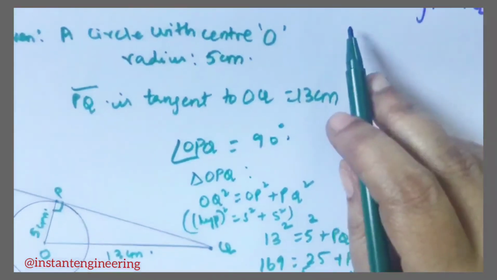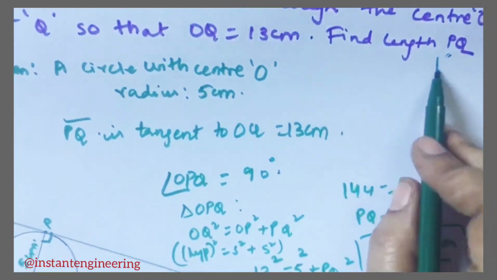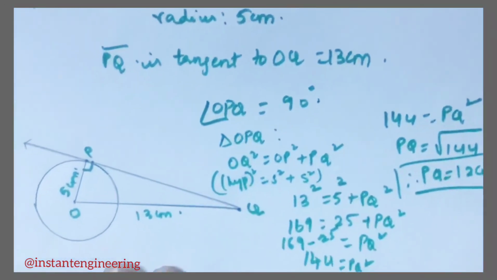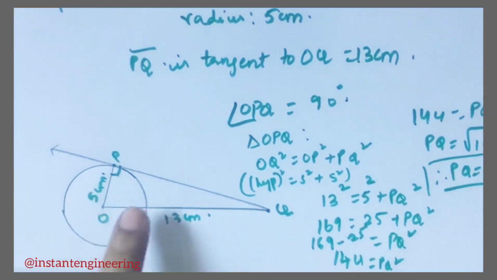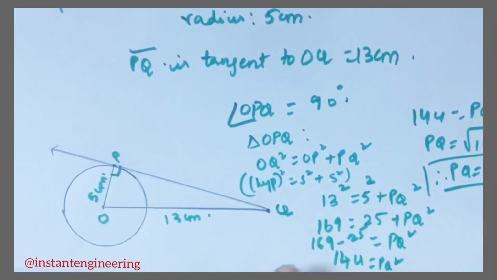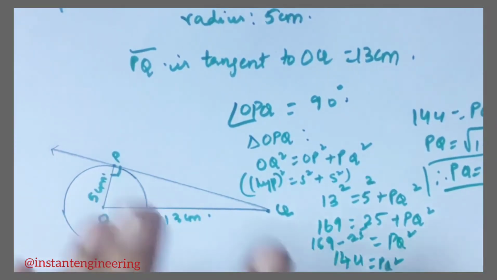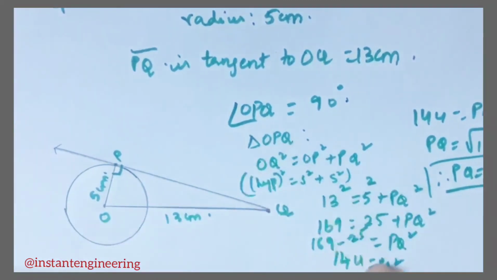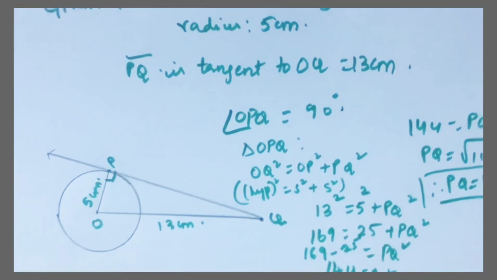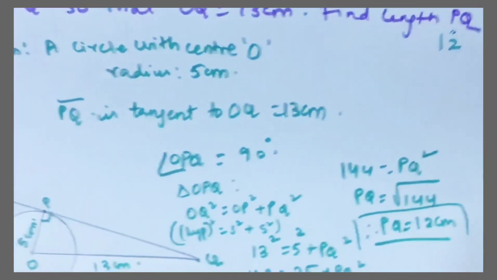According to the question, find the length PQ. This is 12. I think this is clear. Just draw a circle, draw a tangent to it, PQ is a tangent to it. Write the given conditions over here, 13 centimeters and 5, and just apply the Pythagoras rule and you'll get the length of PQ. I think this is clear.